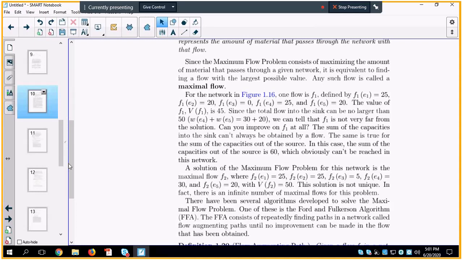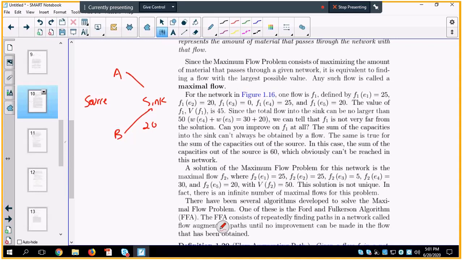I'll just draw it here for you really quick. That was A, B, source or reservoir, and sink. And we had 20, 30, 25, 35, and 15. And then we also had these edges were labeled. This was edge 1, edge 4, edge 2, edge 5, and edge 3. Okay. So that's discussed here in this paragraph.